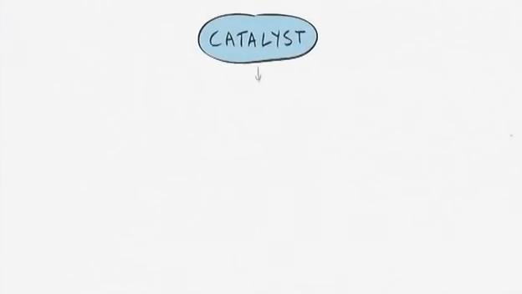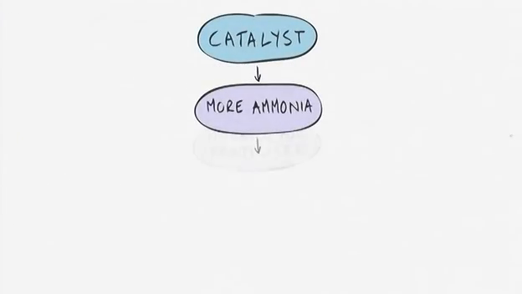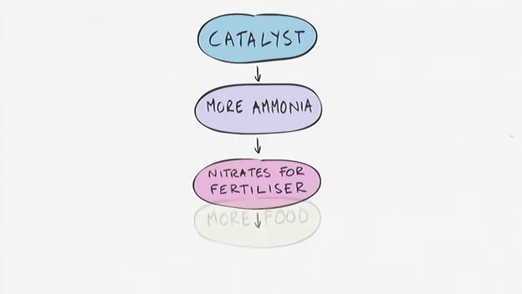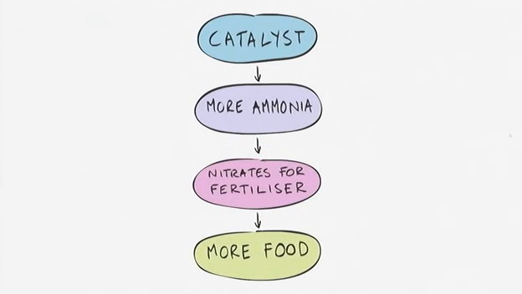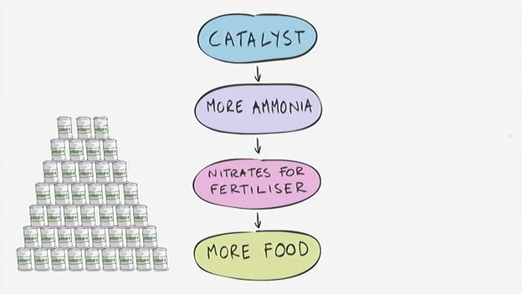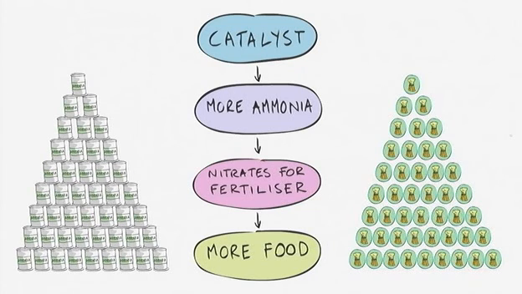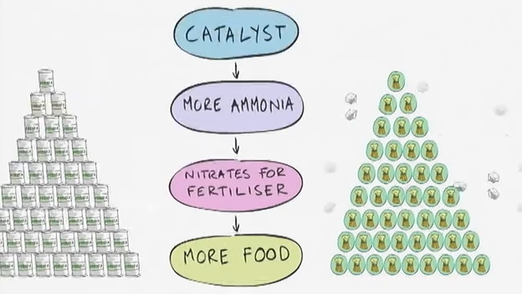By increasing the rate of a reaction, catalysts are important in industry because they reduce costs. More useful products can be made in a shorter time. The Haber process uses an iron catalyst to speed up the production of ammonia, which is used, for example, to make fertilisers for growing crops.